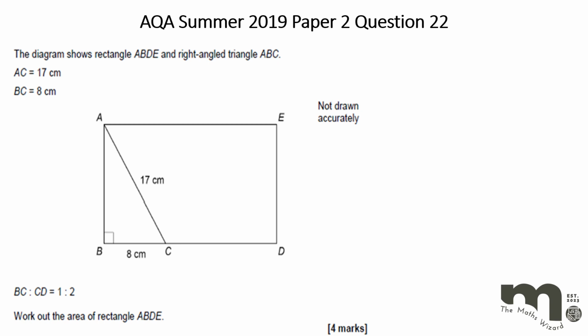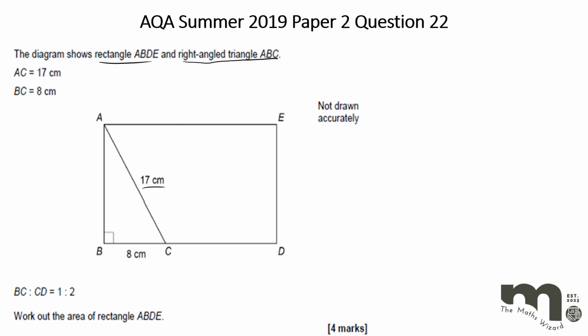So we've got a diagram here that shows a rectangle ABDE and a right angled triangle ABC. So that right angled triangle is particularly important on this question. Then it says AC is 17, which is labelled on the diagram here. BC is 8, also labelled on the diagram.